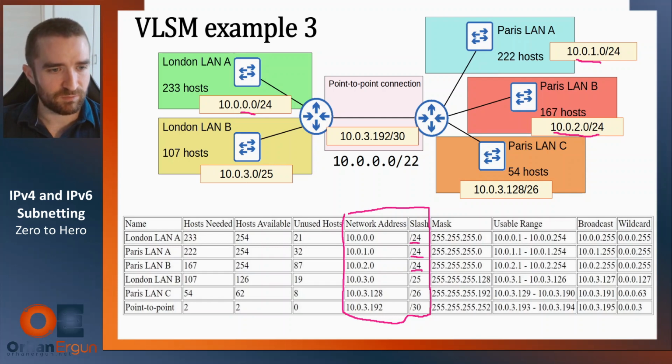And then for London LAN B, 10.0.3.0/25. We don't need the full /24 for London LAN B. Paris LAN C required 54 hosts, so we assigned it as 10.0.3.128/26. And then finally the point-to-point connection, once again using a /30 to get 2 usable host addresses. So the subnet address is 10.0.3.192/30.